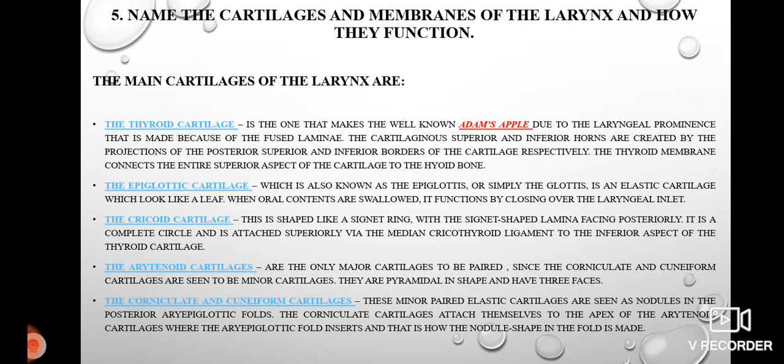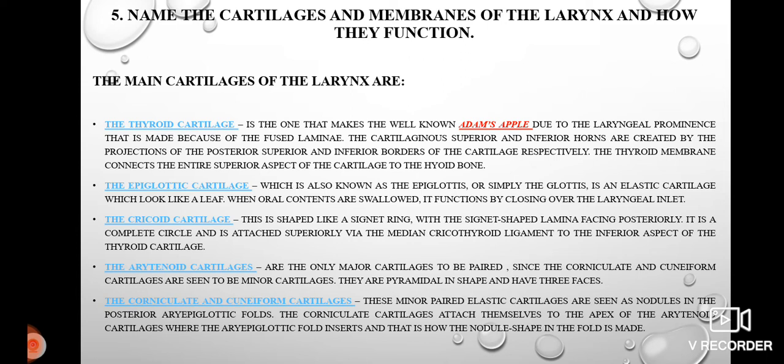And the last one we have here, the corniculate and cuneiform cartilages. These minor paired elastic cartilages are seen as the nodules in the posterior aryepiglottic folds. The corniculate cartilages attach themselves to the apex of the arytenoid cartilages where the aryepiglottic fold inserts. That is how the nodular shape in the fold is made.